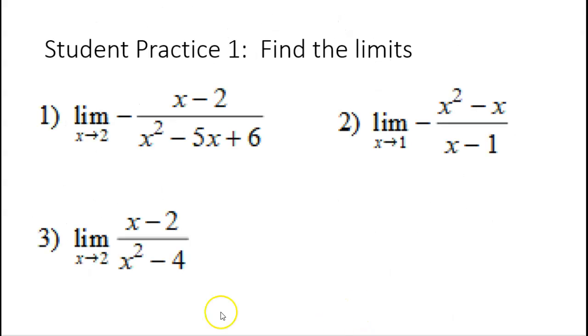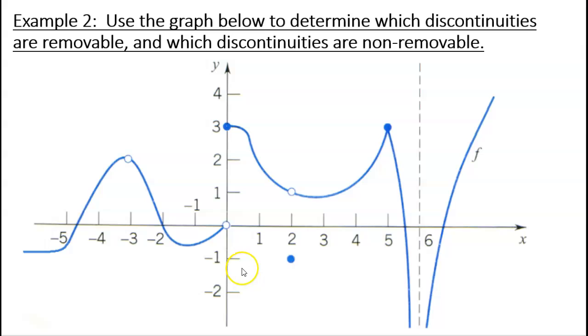All right, so let's go ahead and move on to our last topic here. Now that we've talked about what removable discontinuities are, you should be able to identify them on a graph. Now, we have a lot of discontinuities on this graph, and we want to be able to identify which ones are removable and which ones are not removable. So, for instance, let's go through first and find all the discontinuities.